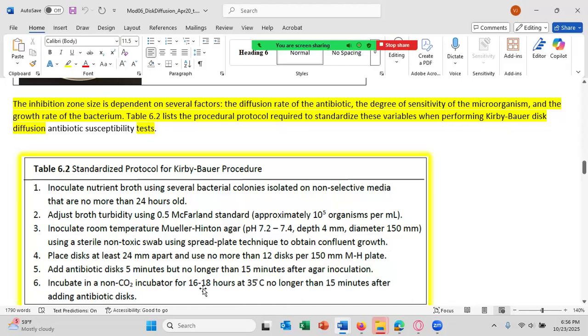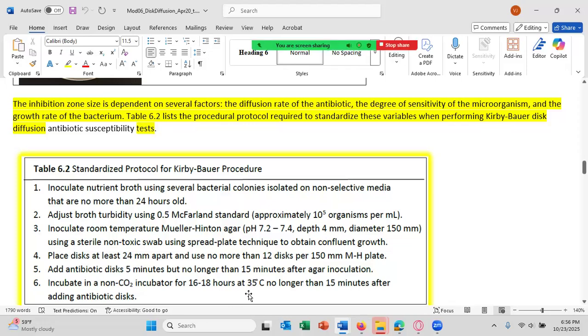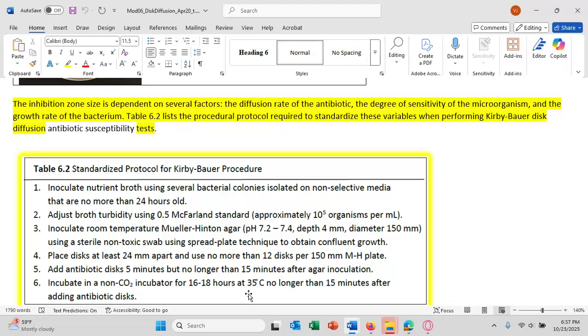If you had less growth, meaning less time, the zone of inhibition may be, let me think about that, it may be larger. And if you have more time, the zone of inhibition may be smaller. You always grow the plates at 35 degrees. I'm not sure how that would affect the zone of inhibition. But they always standardize it, grow the plates at 35 degrees, not at 37, not at 30. I've never experimented with that, so I'm not sure how that would affect the zone of inhibition.